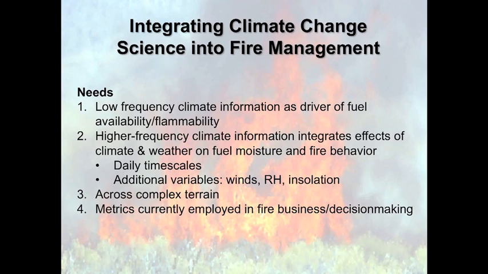However, as we moved into summer, we realized that higher frequency climate data, meteorology, becomes more and more important, particularly when we're thinking about fuel moistures, fire behavior in different vegetation types. And so the need here was to move to daily timescales to incorporate additional variables besides monthly temperature and precipitation. And from the perspective of fire danger, that requires the integration of winds, relative humidity, and insolation.